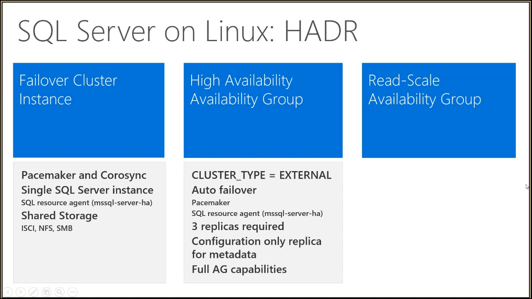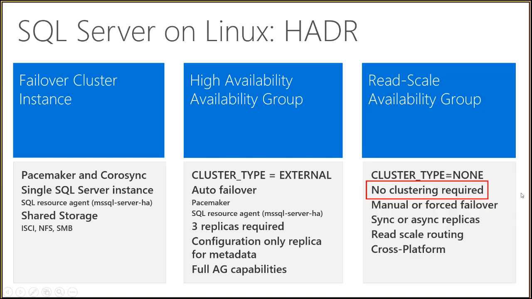But the third one is new to SQL 17, both for Windows and on Linux, and that is a cluster type equals none. So we determined that our availability group software, all the infrastructure exists to ship log blocks to secondaries, and as long as you don't want auto failover, we don't need any clustering software to make that part happen. And so we offer that as an option now.